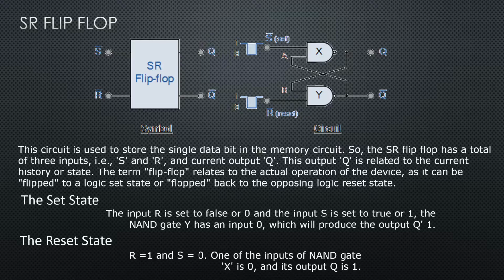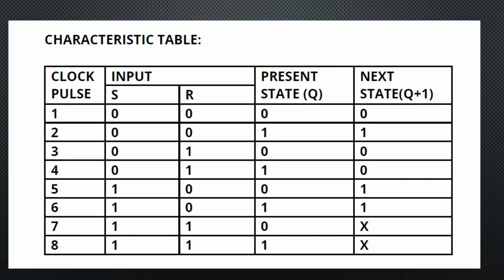In the reset state, R is equal to 1 and S is equal to 0. One of the inputs of NAND gate X is 0 and its output Q is 1. This is the characteristic table.